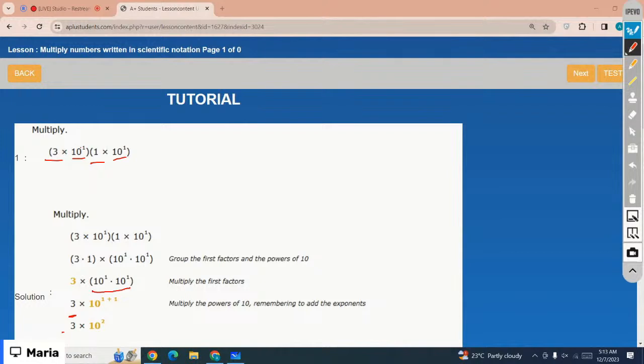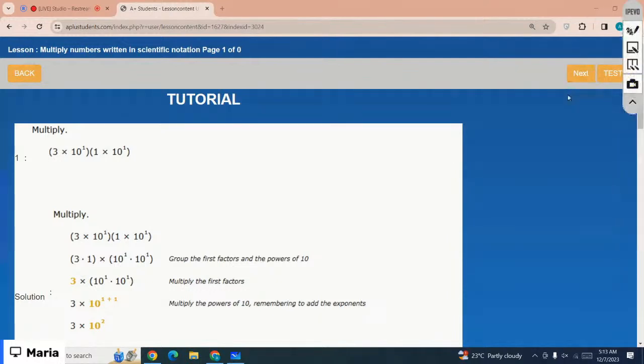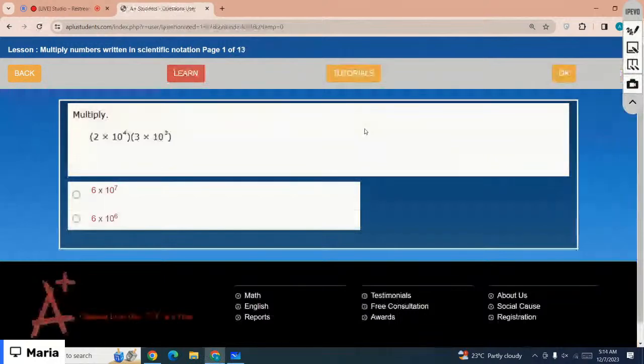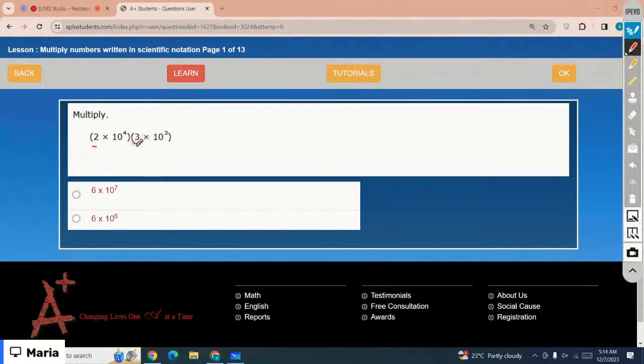Okay, let's just start with the test questions. Okay, 2 times 10 exponent 4 and 3 times 10 exponent 3, you need to multiply these two values written in scientific notation. So how do you multiply? You need to multiply these two values first. Right? 2 times 3 makes 6. Right? Now you have to multiply 10 exponent 4 times 10 exponent 3.